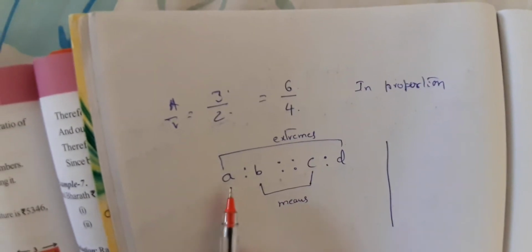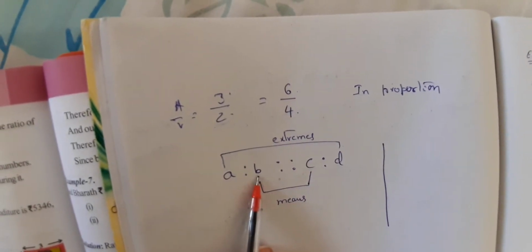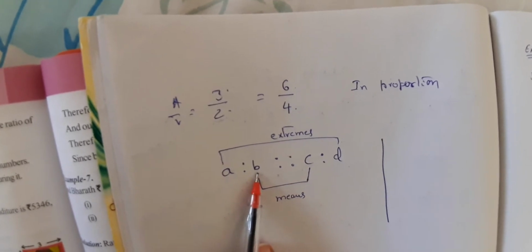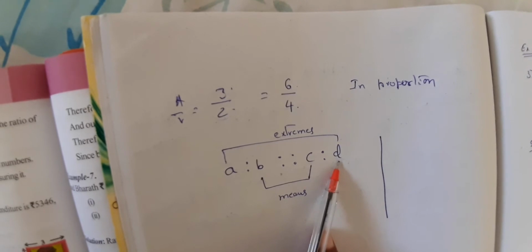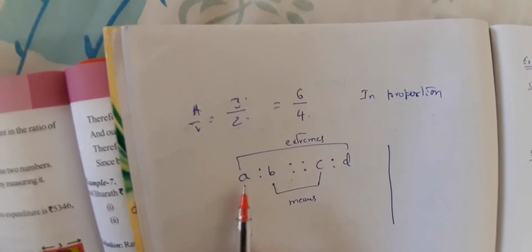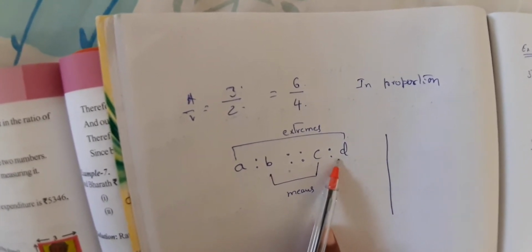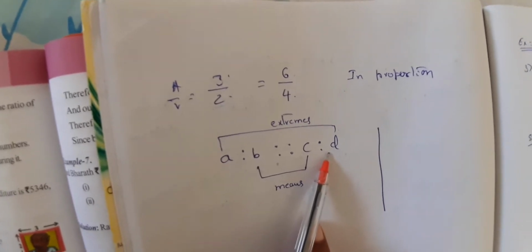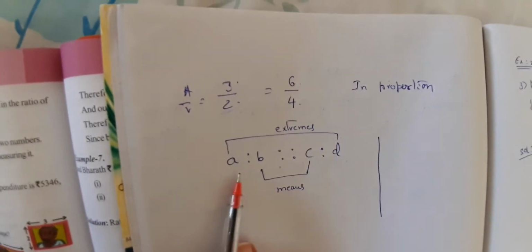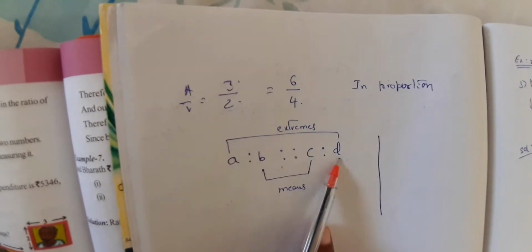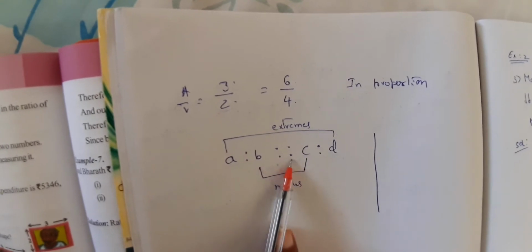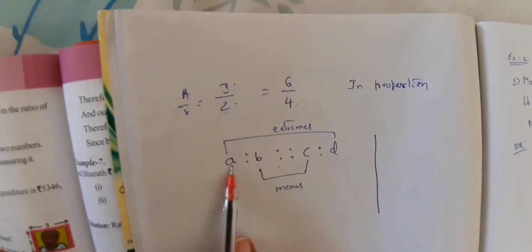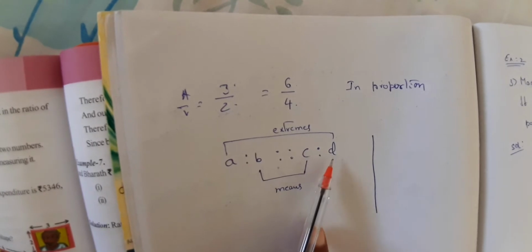So I have to express that generally. In the general form, we can write it as A is to B. That means how A and B are related. In a similar manner, C and D are also related. I am giving you the meaning, not the mathematical definition of it. Try to understand the meaning. How A and B are related, in a similar manner C and D are related. That means A is to B as C is to D.